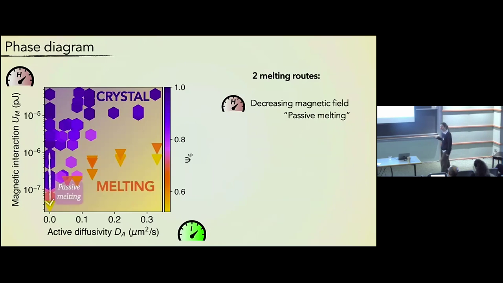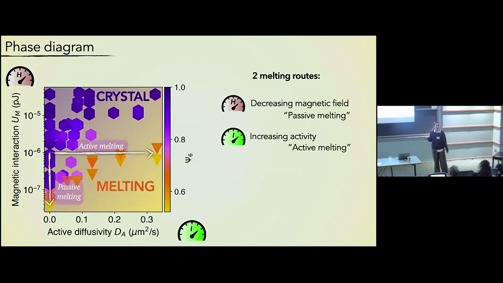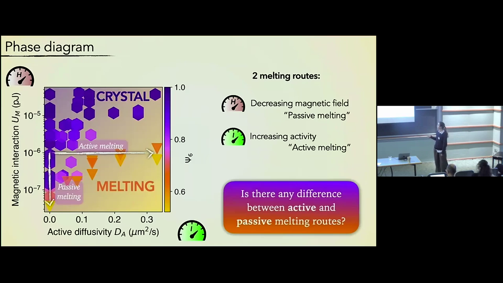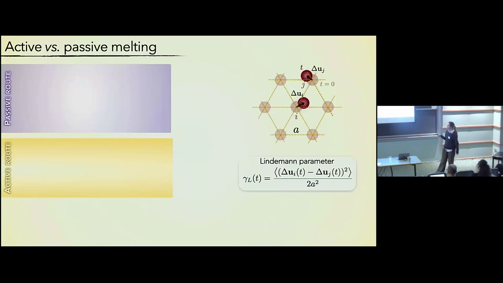So with this, you see that we have two melting routes, right? We have the passive melting route, which is just decreasing the magnetic field, of course. This is the classical route. And then we have the active melting route that involves just increasing active diffusivity. Of course, again, as before, the question is if there's any qualitative difference between active and passive melting routes. After a lot of analysis and thinking and simulations, we found again that the difference lied in the Lindemann parameter.